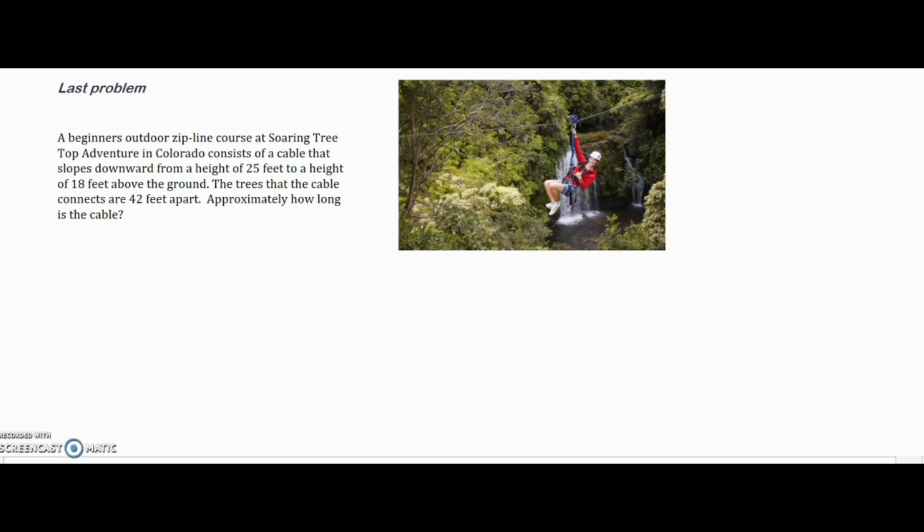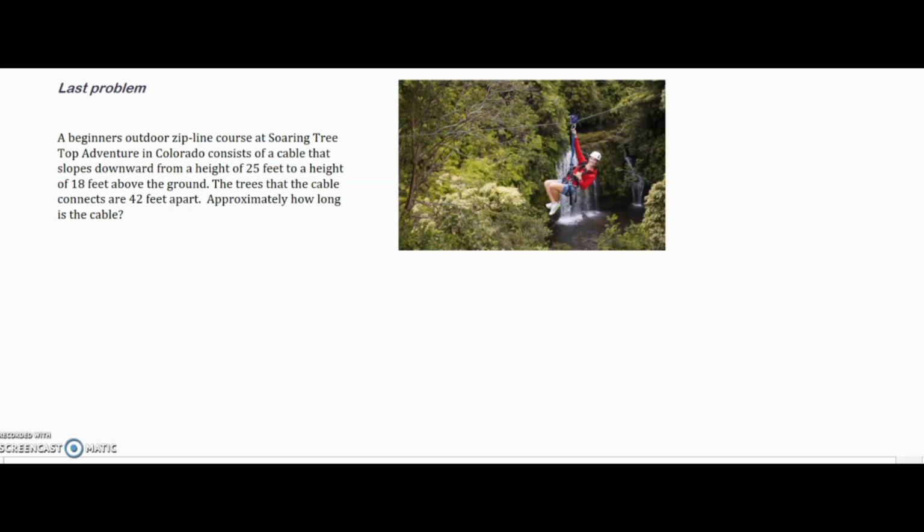And finally, the last problem. A beginner's outdoor zip line in Colorado consists of a cable that slopes downward from a height of 25 feet to a height of 18 feet above the ground. The trees that the cables connect are 42 feet apart. The question is, about how long is the cable?